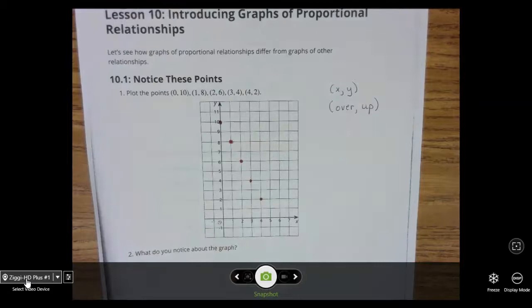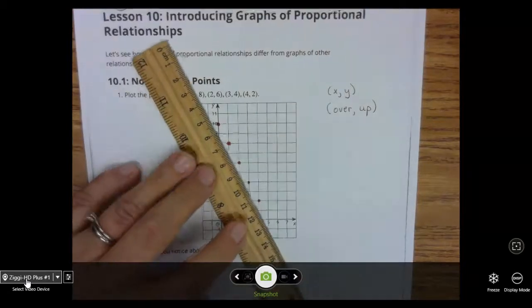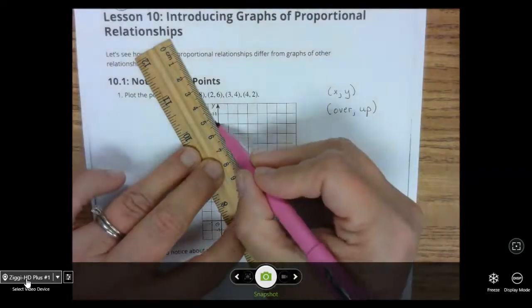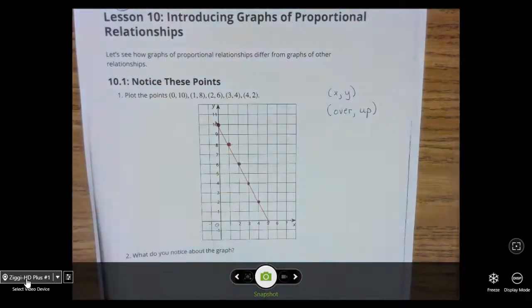Now, depending on the equation, it may make sense to draw a line between those points. It might not make sense, depending what it is you're talking about. But sometimes we just draw a line to help us see what that relationship is and what it kind of looks like. So if we look at these, what do we notice about this?